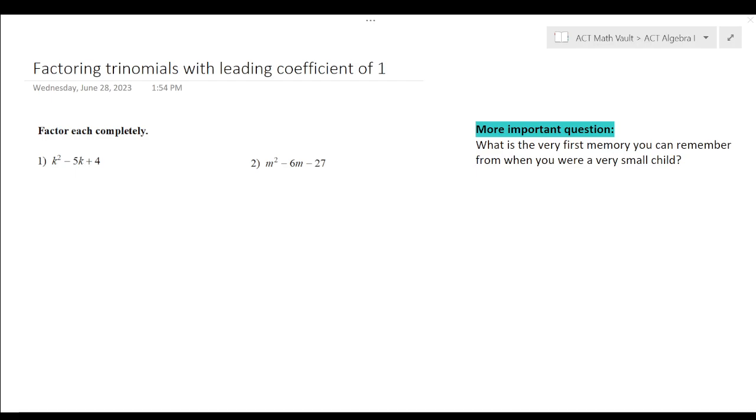And to make sure we don't take ourselves too seriously, let's think about the fun question. What is the very first memory you can remember from when you were a very small child?